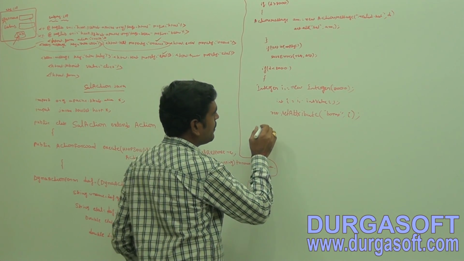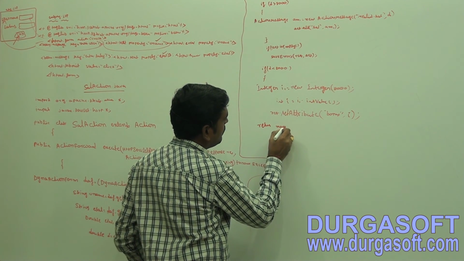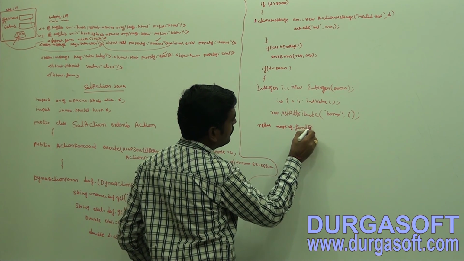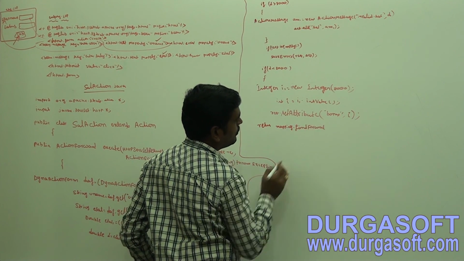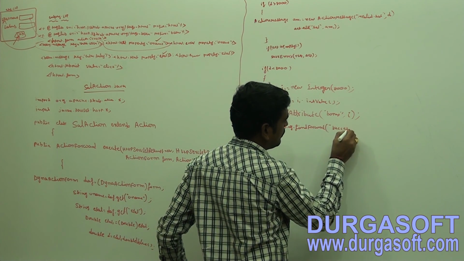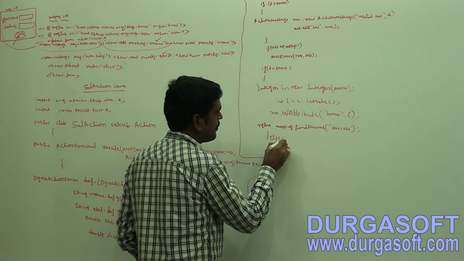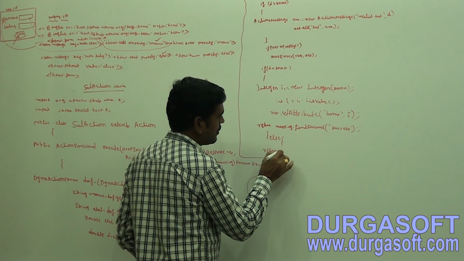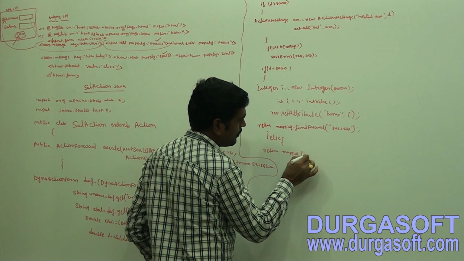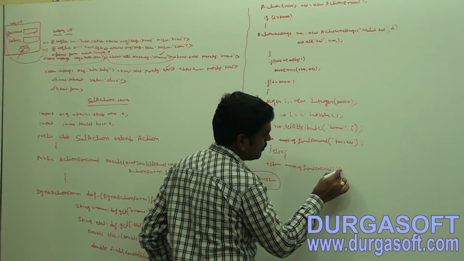Then after that, return mapping.findForward, findForward. Now what do we have to take here? success, close, else, return mapping.findForward, failure.